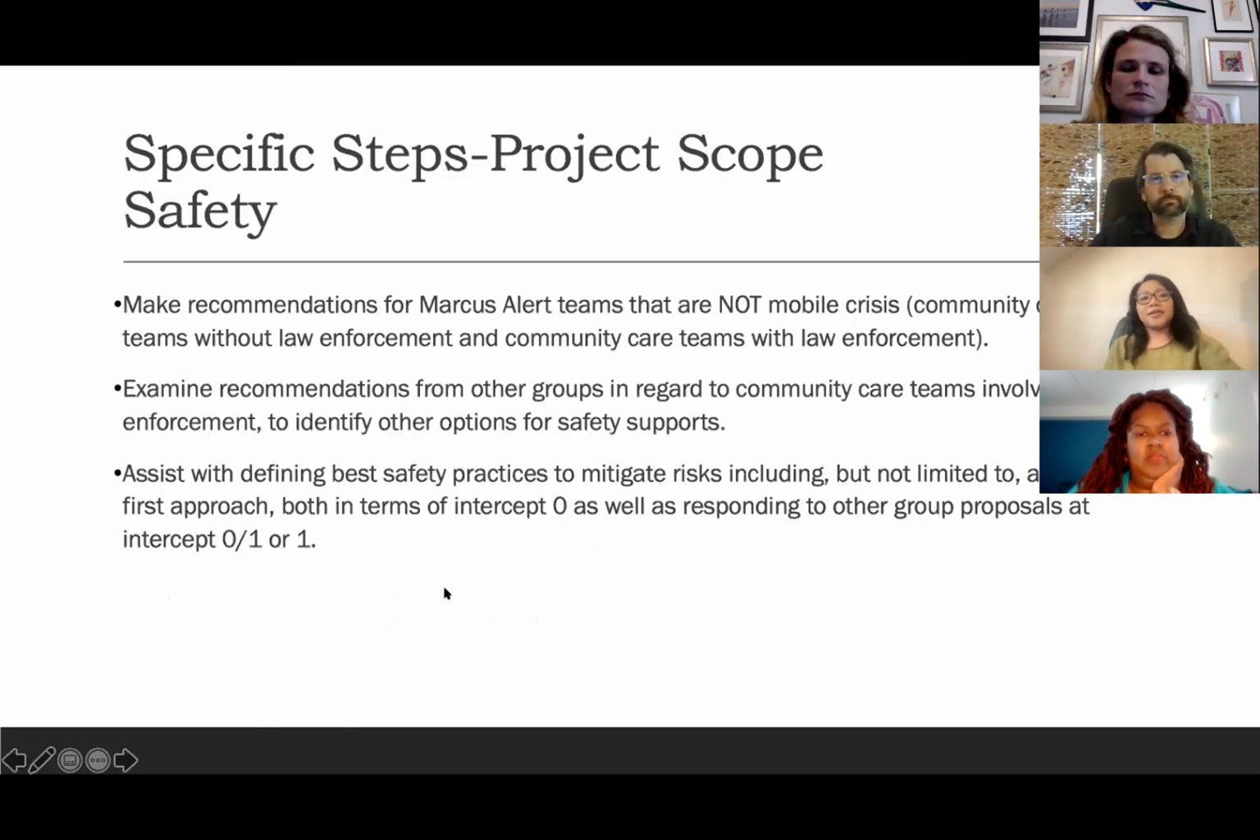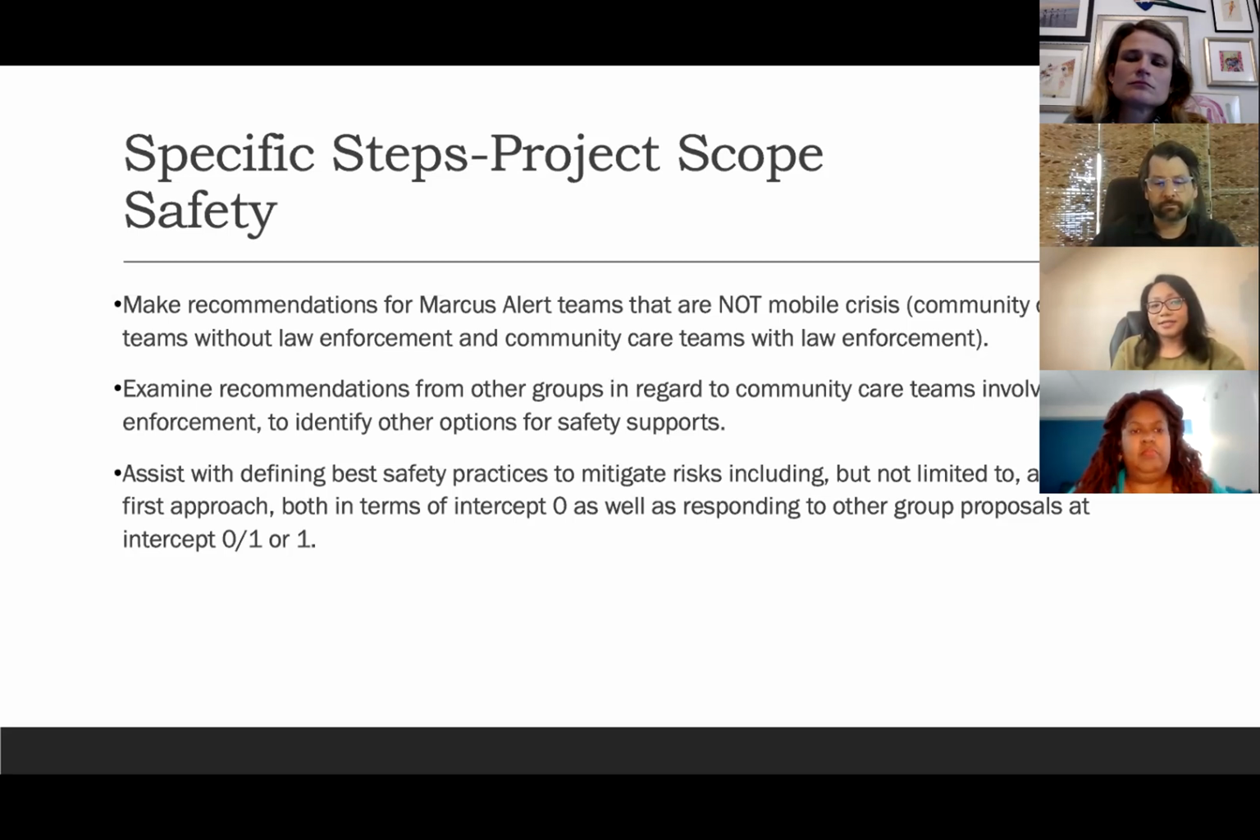So in regard to safety, the project scope that we identified is to make recommendations for Marcus Alert teams that are not mobile crisis. So community care teams without law enforcement and community care teams with law enforcement. Examine recommendations from other groups in regard to community care teams involving law enforcement to identify other safety supports, and assist with defining best safety practices to mitigate risk, including but not limited to a no force first approach, both in terms of Intercept 0 as well as responding to the other group proposals at Intercept 0, 1 or 2.